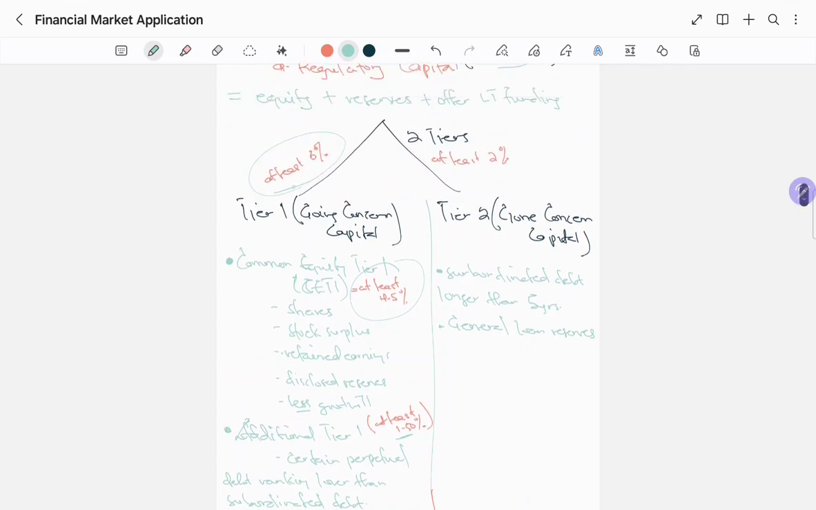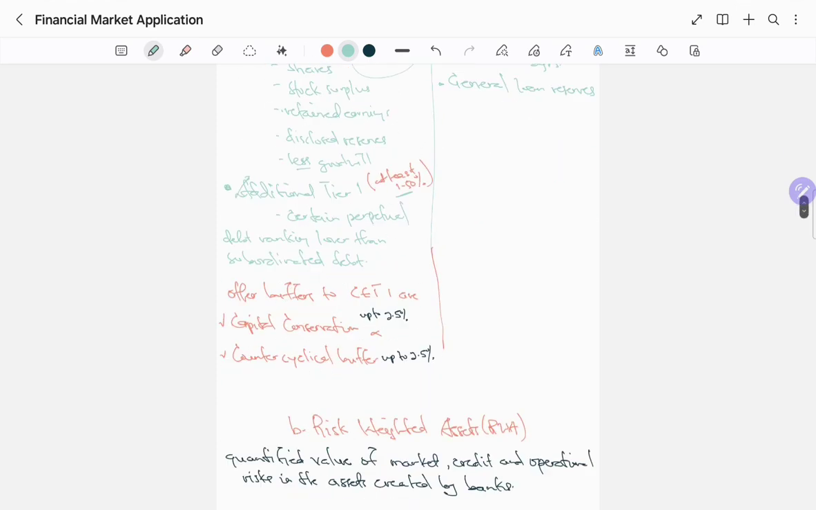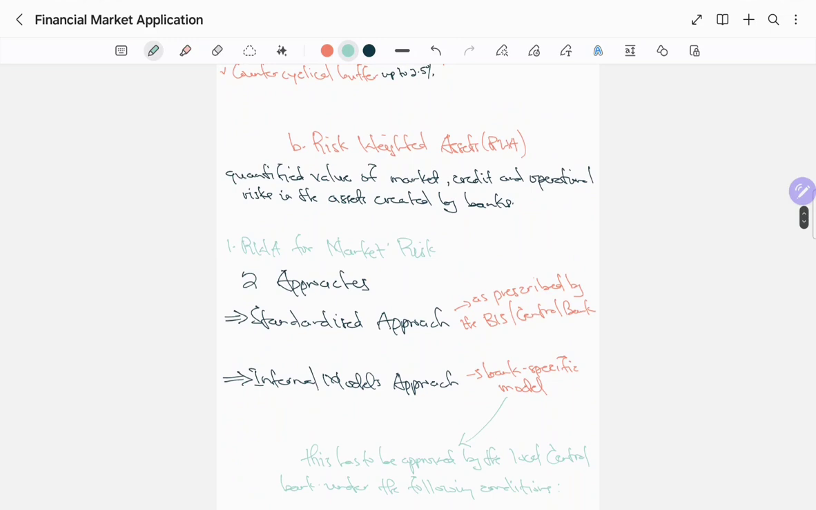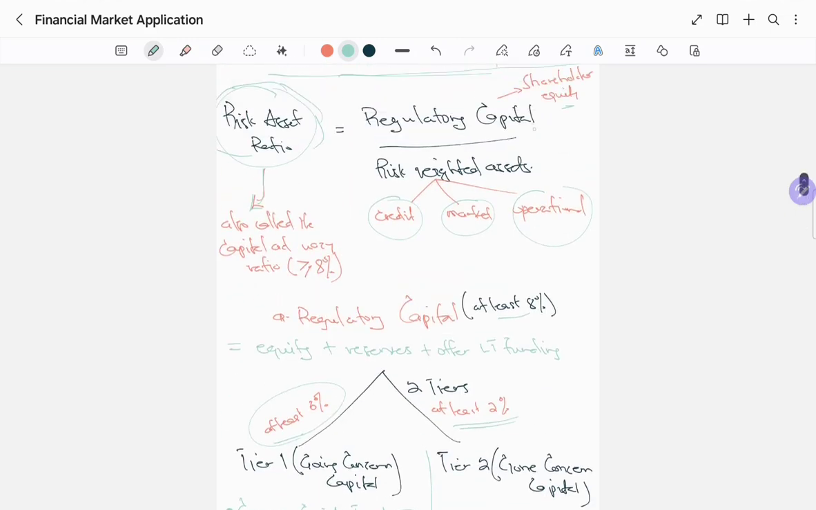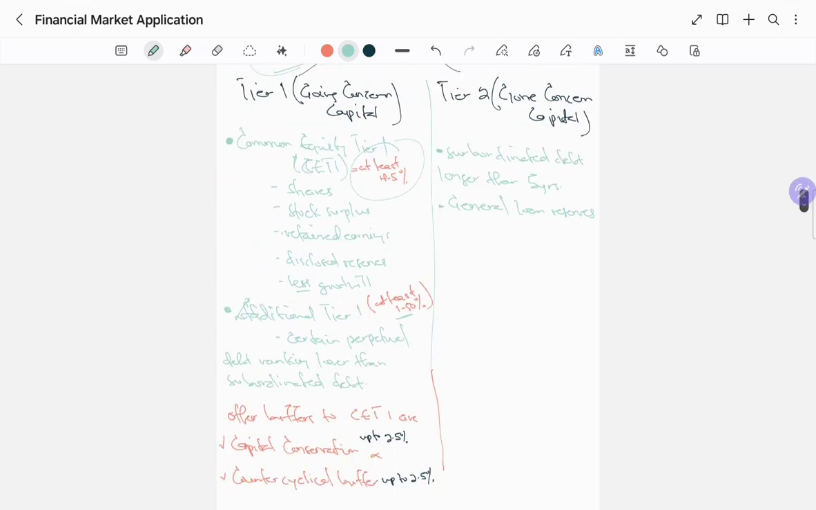So having exhausted the 6% here, we are left with 2, which should come from the tier 2. Tier 2 is also called the gone concern capital, which has to do with the subordinated debt, which is longer than 5 years, and then some general loan provisions. Okay, so now we have handled this numerator.